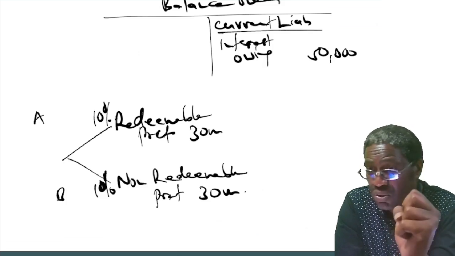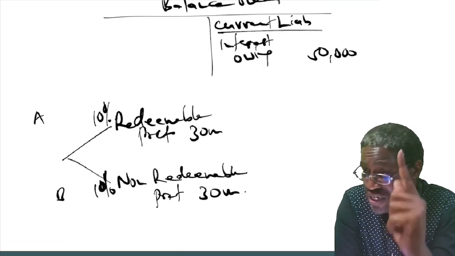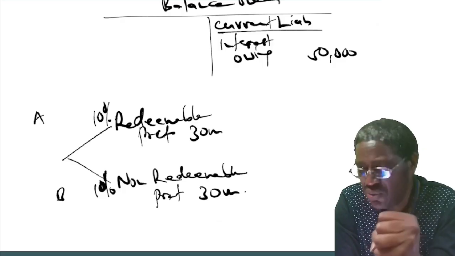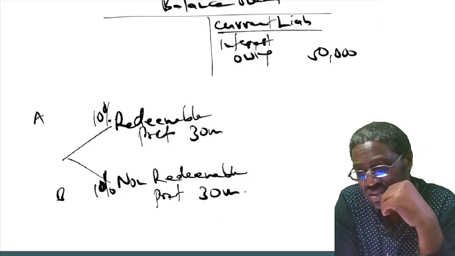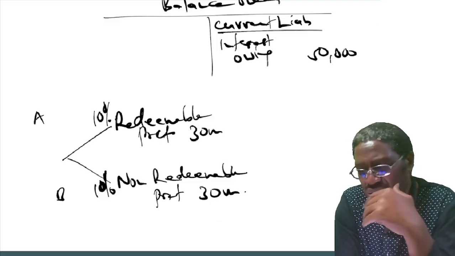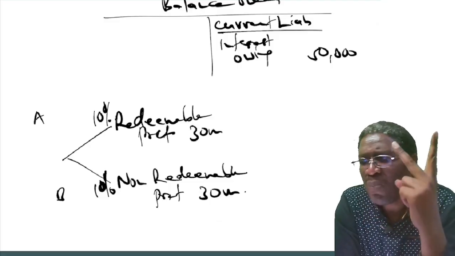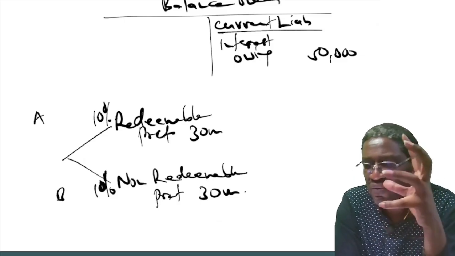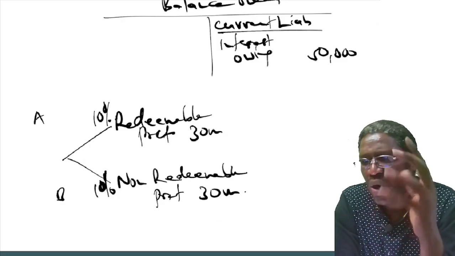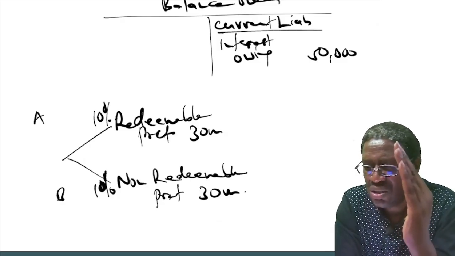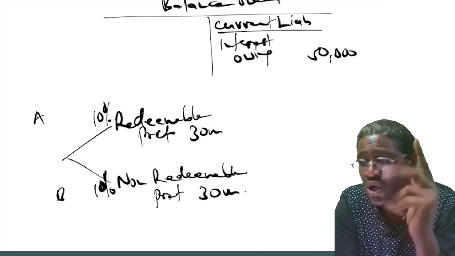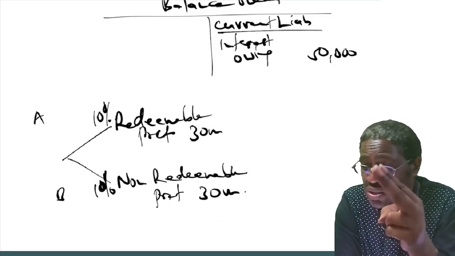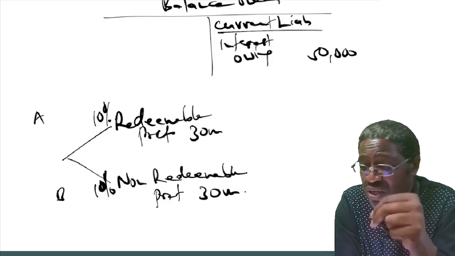You have heard them before, and even the terms themselves are already telling you: redeemable, non-redeemable. So my question is, when you are preparing the balance sheet of this company in your financial accounting, would you put the 30 million in the same place? That means for company A, will their redeemable preference share appear in the same place as the non-redeemable preference share of company B?